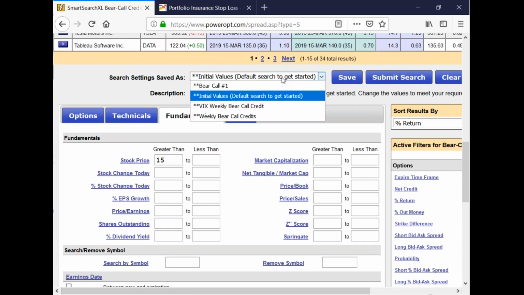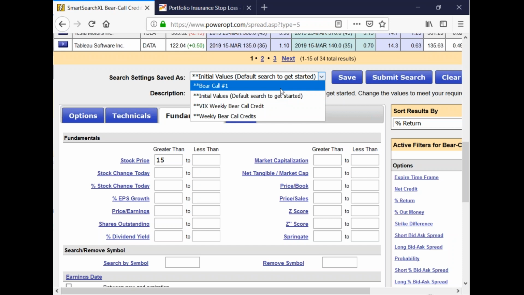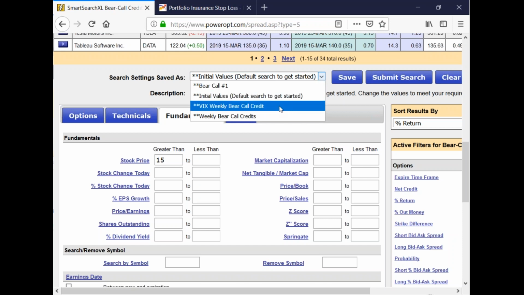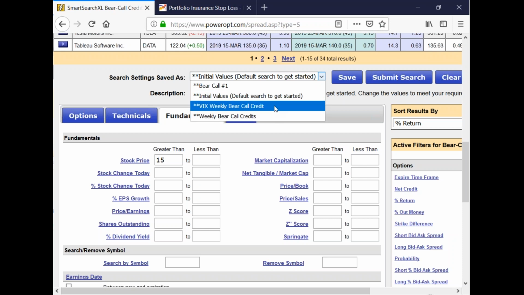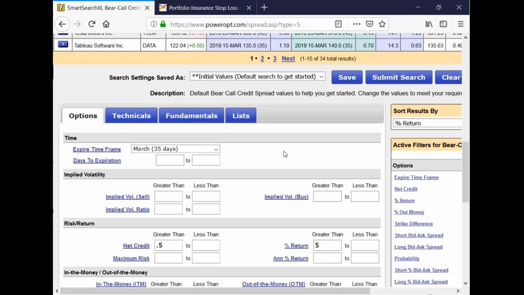Now, as I mentioned, there are other default searches here as well. We have initial values, bear call number 1, which is a subtly different tweak, and there is usually a description underneath one. The weekly bear call credits and bear call credits on the VIX, something that you might use in a bullish market that Ernie put together.